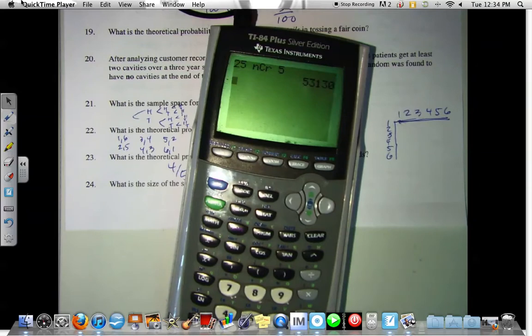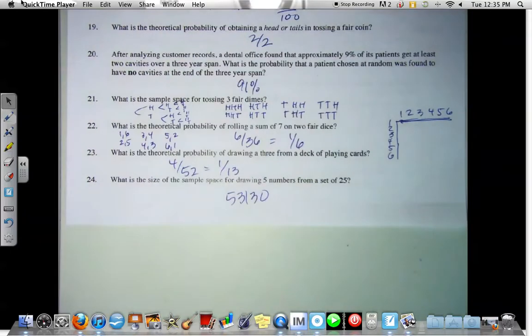Will there be any on the test that we're going to have to use the calculator and not the sample space template? No. We'll all be able to use the sample space template, yep. Okay. All right? So you don't have to remember how to do it on the calculator. All right.